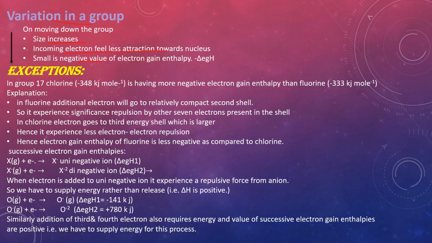Now some exceptions. Again, this exception is very important, children. In the general trend, when we move down the group, size increases, and when size increases, the electron gain enthalpy decreases. That means if we compare the electron gain enthalpy of fluorine and chlorine, the chlorine's should be less, but chlorine's electron gain enthalpy is more, that is 348 kilojoule per mole, and fluorine's is less, that is 333 kilojoule per mole.